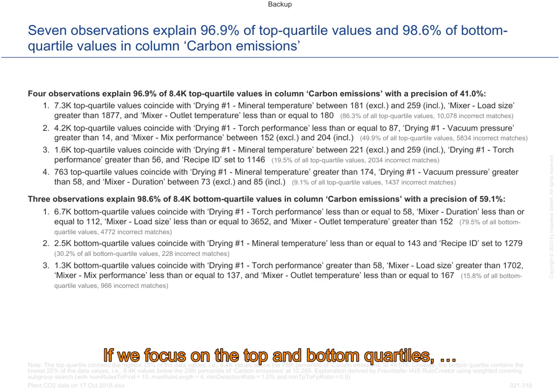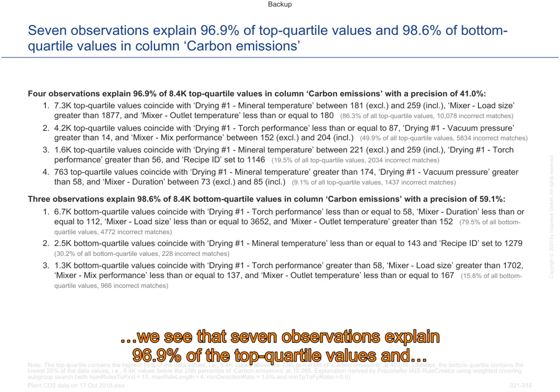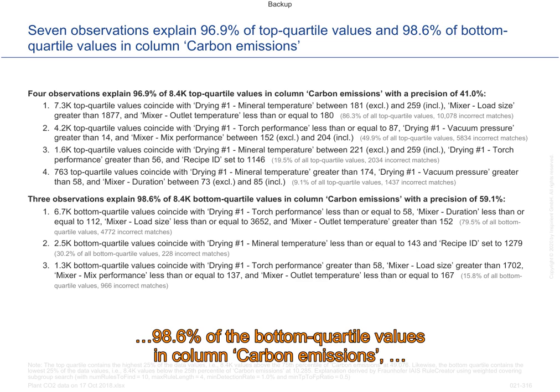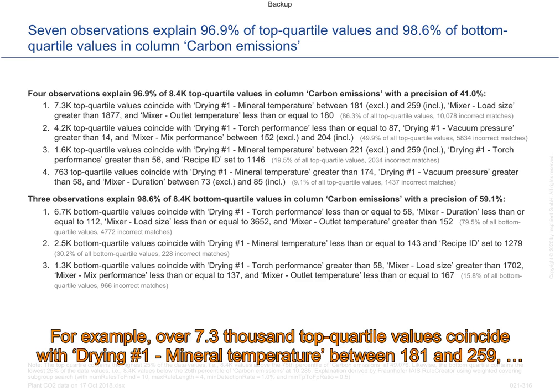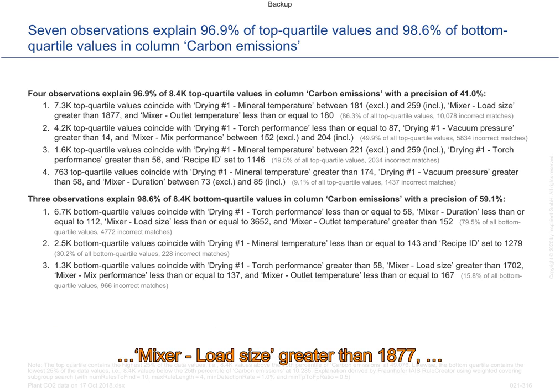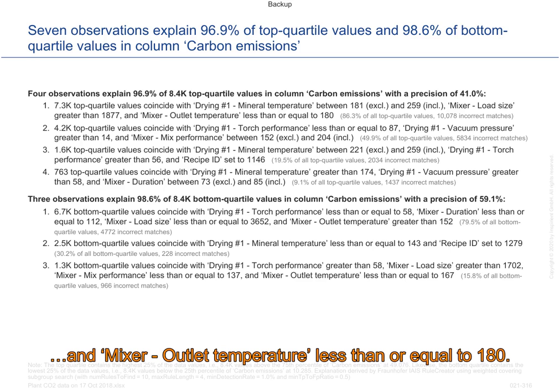If we focus on the top and bottom quartiles, we see that 7 observations explain 96.9% of the top quartile values and 98.6% of the bottom quartile values in column carbon emissions, with precisions of 41% and 59.1% respectively. For example, over 7.3 thousand top quartile values coincide with drawing number 1 mineral temperature between 181 and 259, mixer load size greater than 1877, and mixer outlet temperature less than or equal to 180.